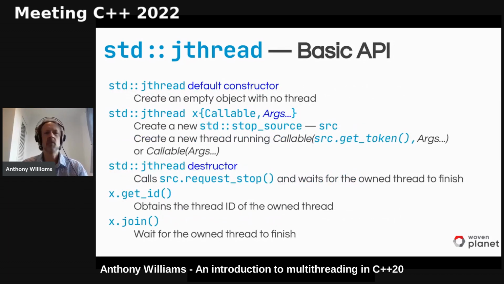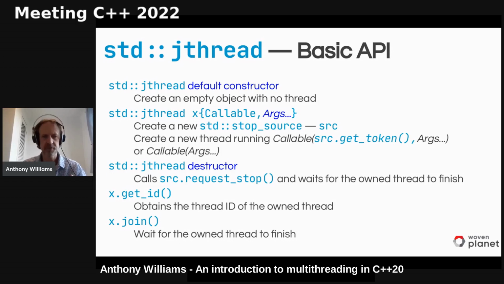So the basic API, we have a default constructor that creates an object but no thread. We have a constructor that takes a callable and some arguments. It gives us a stop source, like I mentioned, and passes the token from there into our callable. The destructor, again, integrates with this cooperative cancellation facility. When the destructor occurs, if the thread is still running, then it calls request stop on the stop source and then waits for the thread to finish.